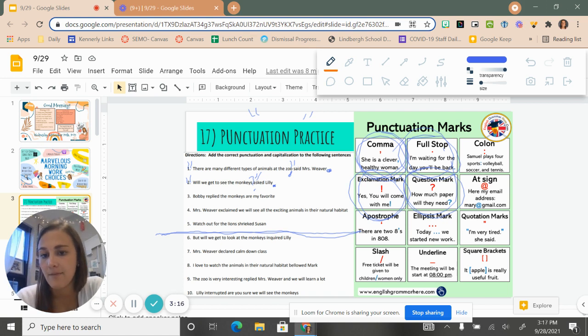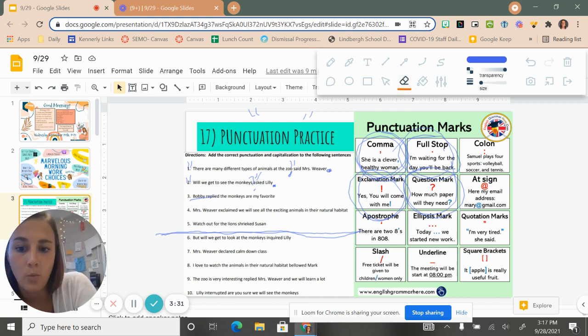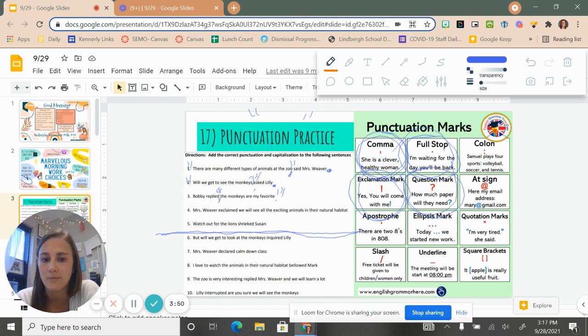Okay, number 3. Bobby replied, "The monkeys are my favorite." So Bobby, I think, seems a little excited. This is different because the tag is at the beginning. So we are going to need to put a comma after "replied" before the dialogue. So I'm going to put in quotation marks, "The monkeys are my favorite," exclamation mark at the end, and then put my closing quotation marks.